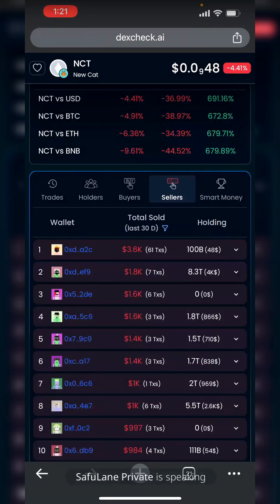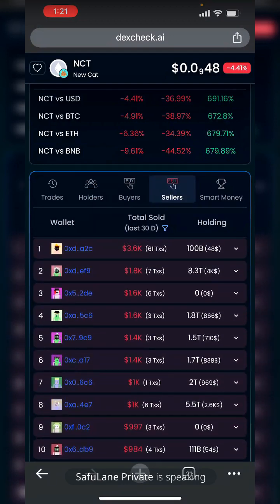So I can see if a whale is trying to sell its token gradually. If a whale is trying to sell its token gradually, it might actually be the founder or maybe the dev that is trying to go out of the project. And you already know the meaning: if a dev is not part of the project anymore, then it's a big problem.